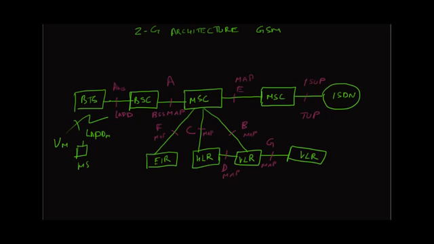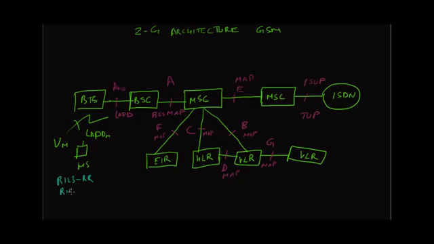Let's also talk a little bit about the LAPDm protocol and the messages that go in the information field. There are three types of messages that the LAPDm protocol's information field will carry. One is the RIL3 RR message, which is radio resource message, which is responsible for the radio channel requests, power control, measurements.